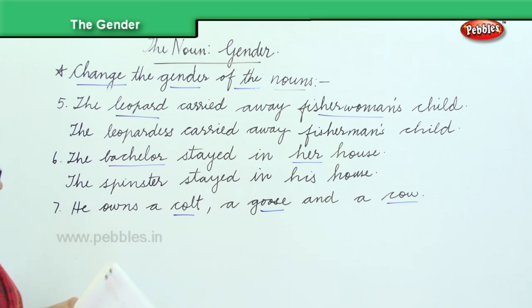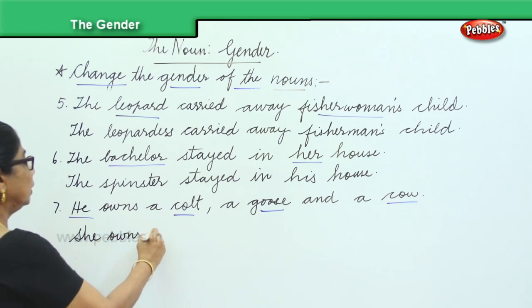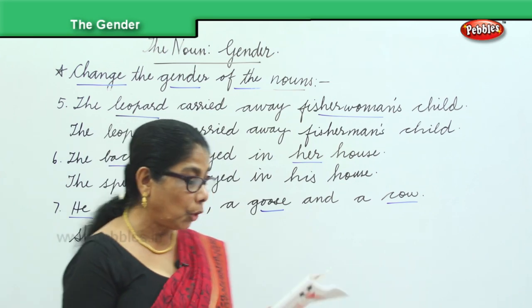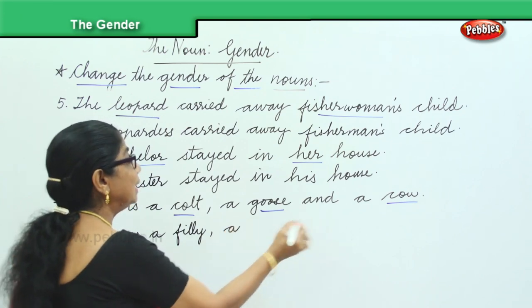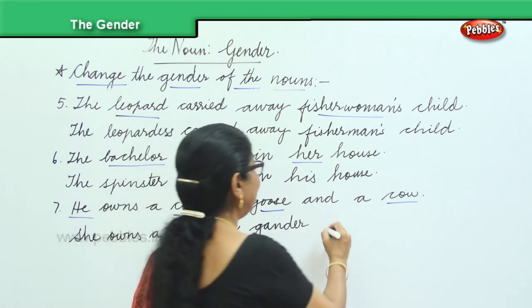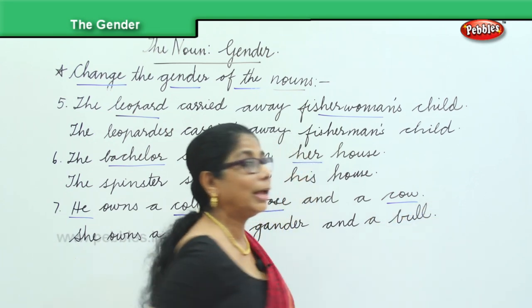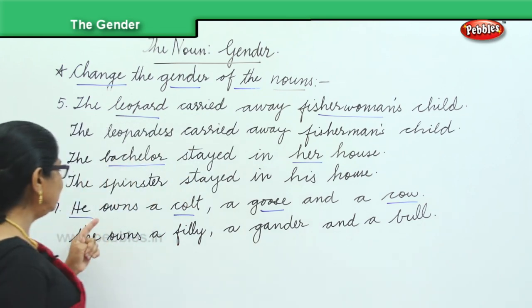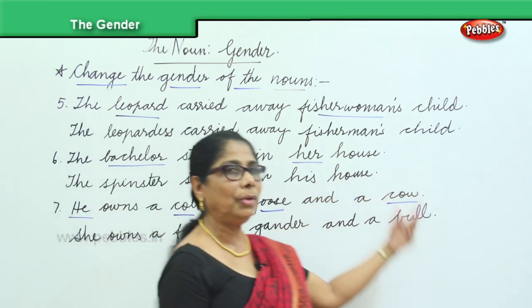Now, he, what about he? He also has to be changed. So you will say, she owns a... for colt, what will you write? For colt, filly. A goose, gander. A cow, a bull. So, unless you know, you cannot change. So, he owns, she owns a colt, a filly, a goose, a gander, a cow, a bull.